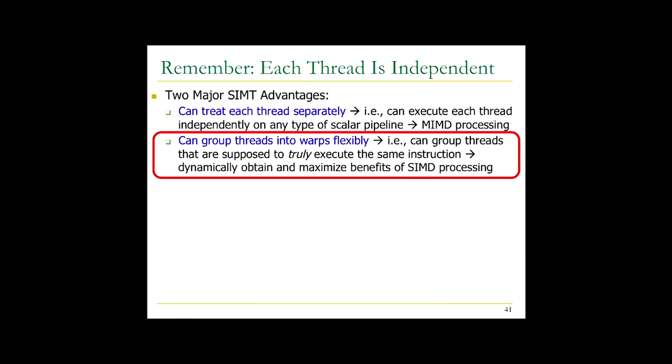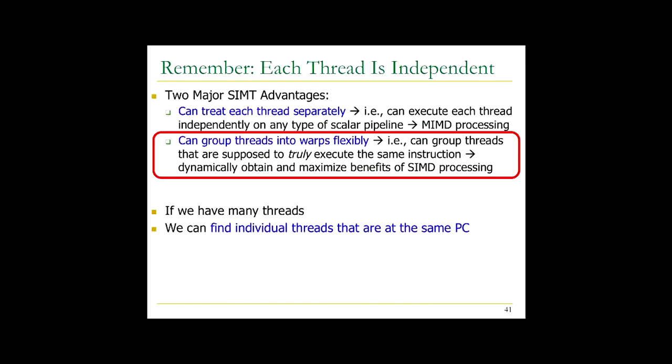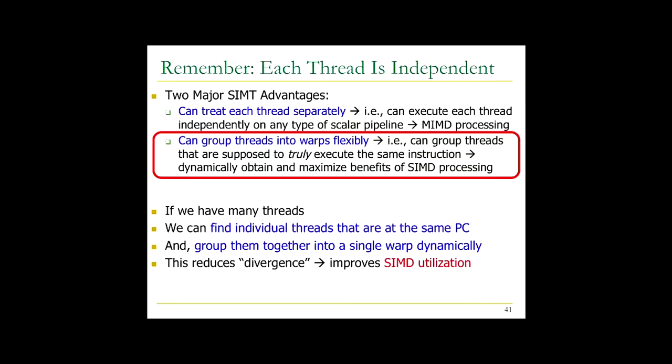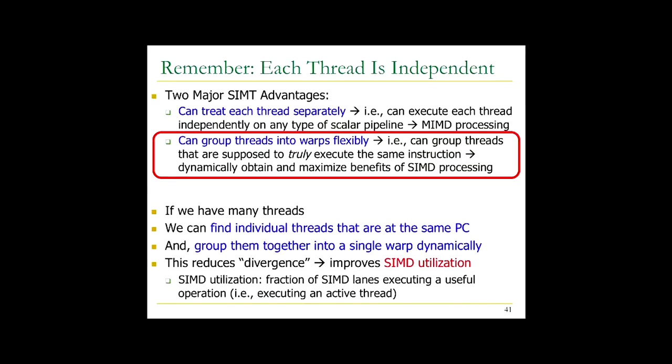So can we do better than this? Let me give you an example. If you have many threads, you can actually find individual threads that are at the same program counter and group them together into a single warp dynamically when you need it, and then break the warp later on if needed again. So this reduces divergence and improves SIMD utilization, what I just discussed. SIMD utilization is the fraction of SIMD lanes executing a useful operation, executing an active thread.